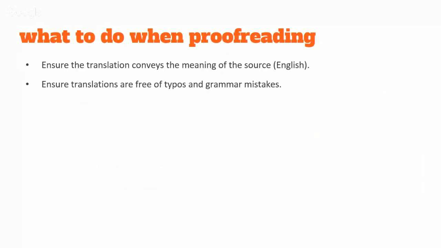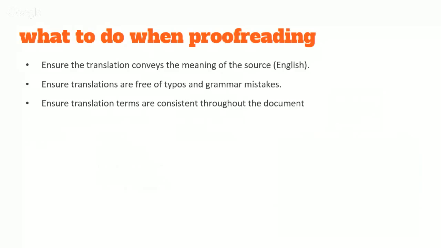The second thing, and this is probably in order of importance, is to make sure it is free of typos and grammar mistakes. That kind of goes without saying, and usually people dive right into that and forget number one, or a proofreader might assume the translator knew what they were talking about. But as a proofreader, you have to really come in with a critical eye, right?